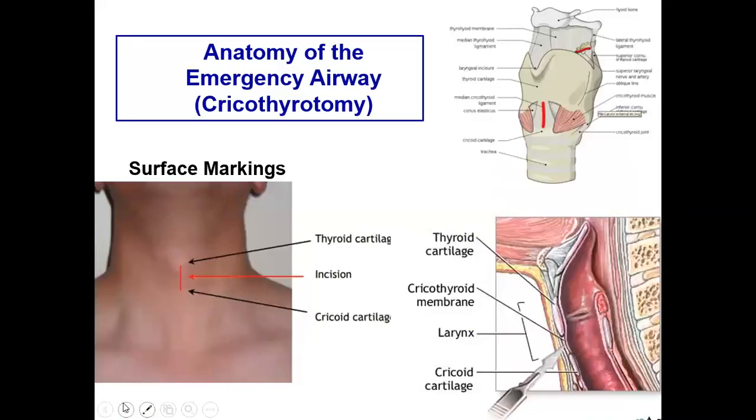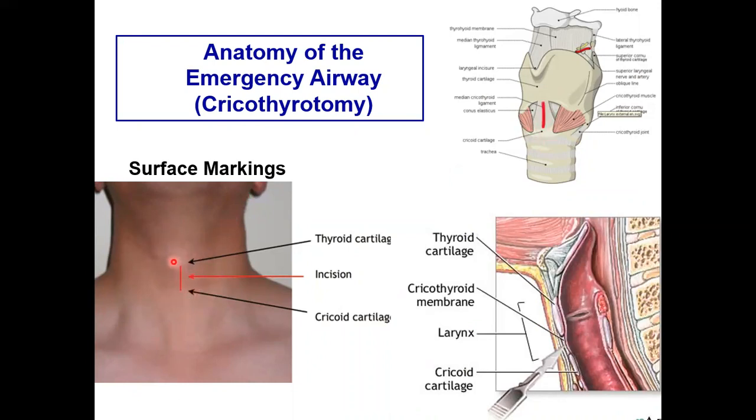Okay, anatomy of the emergency airway. Cricothyrotomy. We've mentioned the thyroid cartilage and the cricoid cartilage. I can speak today. Earlier, when it comes to an emergency airway, it's called a cricothyrotomy. So the idea is that you're going to make a hole in this membrane that's in between the thyroid cartilage and the cricoid cartilage, and this is only for an emergency airway.